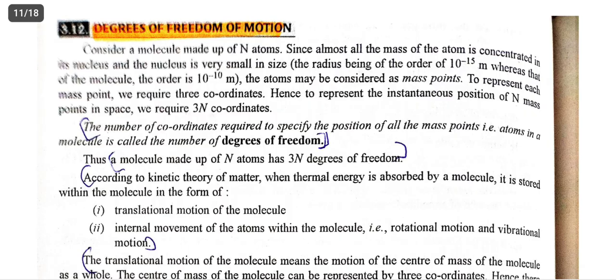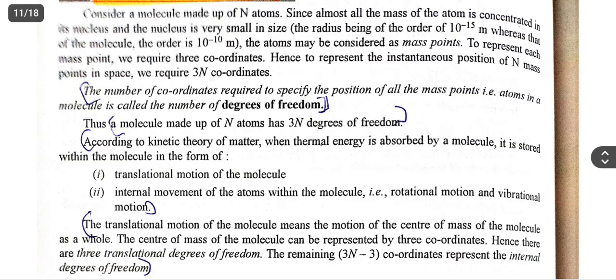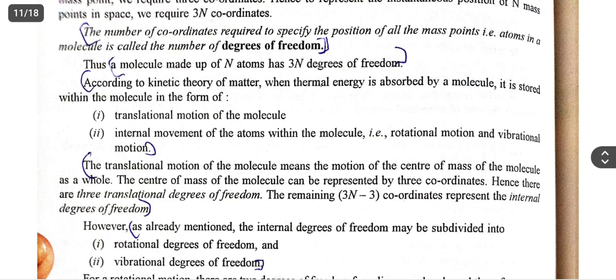Degrees of freedom of motion. Molecules can be considered as small molecules of an atom. Since almost the mass of an atom is concentrated in its nucleus, and the nucleus is very small, the radius being of the order of 10 to the power minus 15, whereas that of the molecule is of the order of 10 to the power minus 10, the atom may be considered as a mass point. To represent each mass point, we require 3 coordinates. To represent the instantaneous position of n mass points in space, we require 3n coordinates. The number of coordinates required to specify the positions of the mass points, atoms, in a molecule is called degrees of freedom. A molecule made up of n atoms has 3n degrees of freedom.